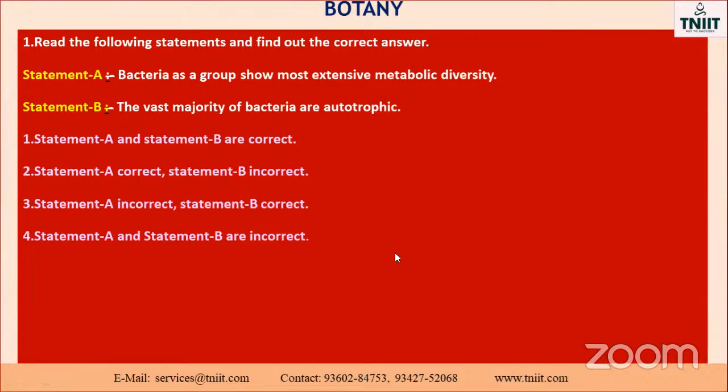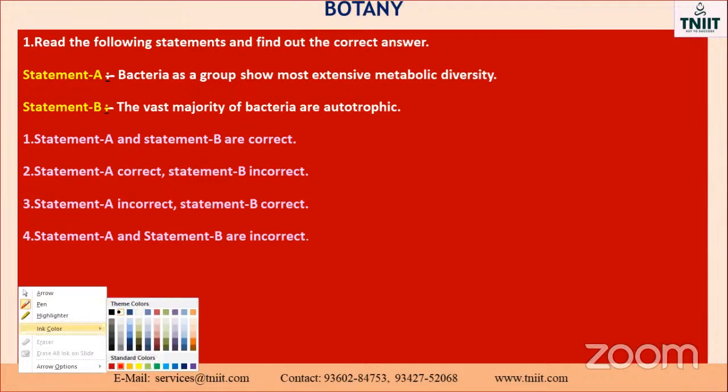Today we are going to discuss another part of the question paper. Just note it down carefully: read the following statements and find the correct answer. See, this is the statement type of question. Statement A: the bacteria as a group show most extensive metabolic diversity. Is it correct or not? Statement B: the vast majority of bacteria are autotrophs. What is meant by autotrophs, my dear? Which one has autotrophic characteristics?